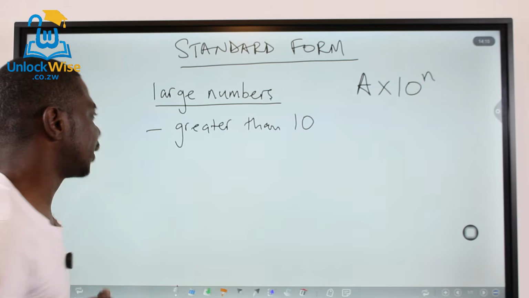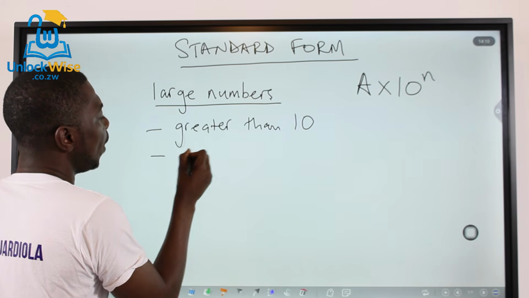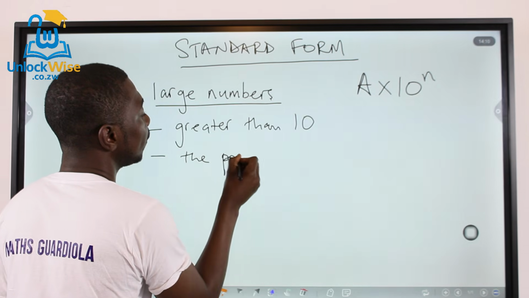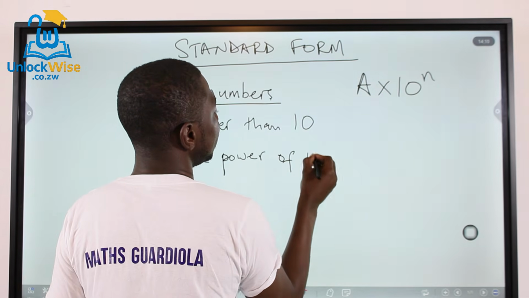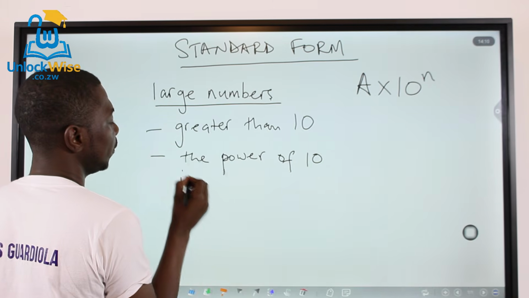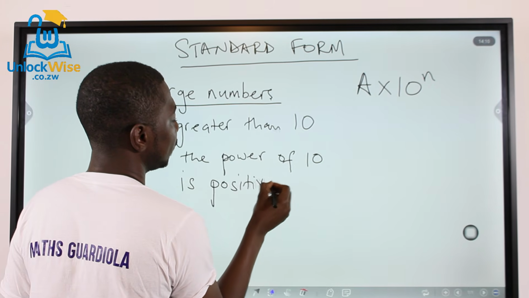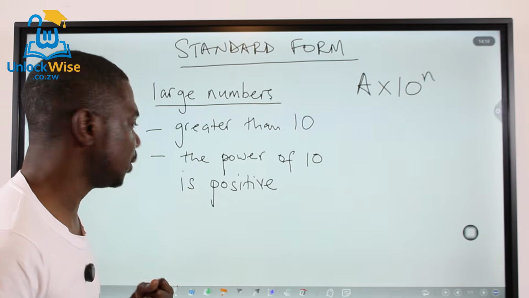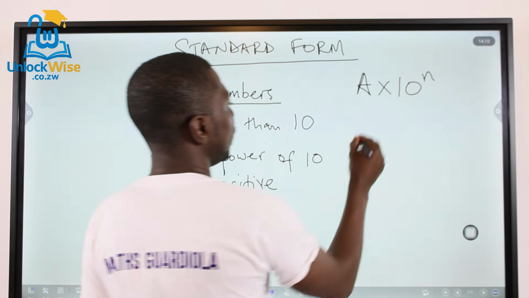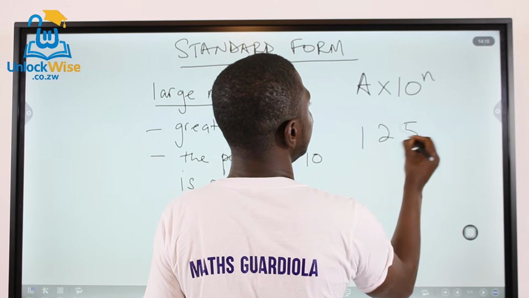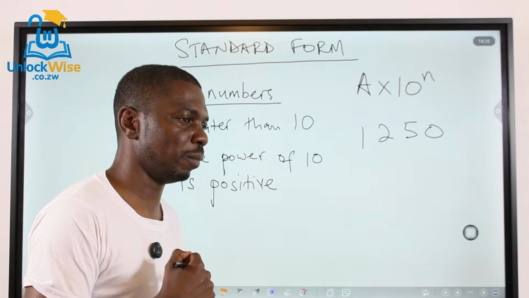Now, for numbers which are greater than 10, the power of 10 is positive. Okay, the power of 10 is positive. Right. So, for example, let's say I have 1250 and we want to express this in standard form.